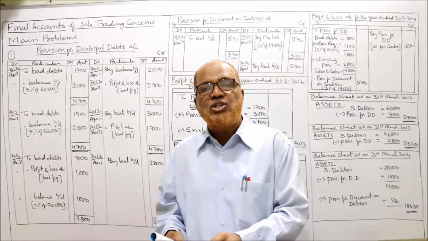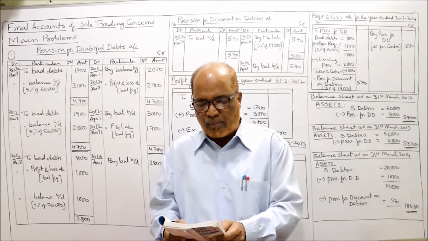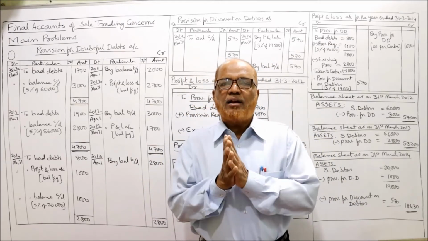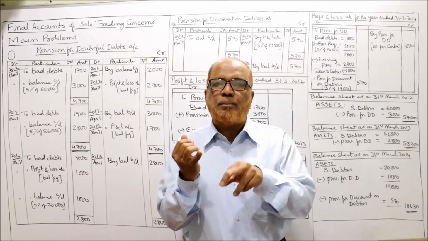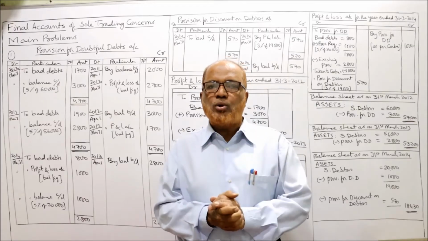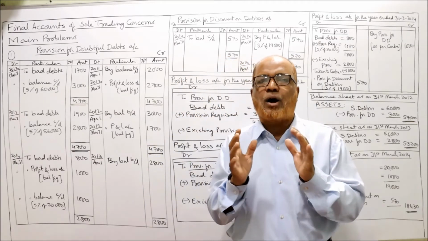Give the necessary ledger accounts and show how these items will appear in the profit and loss account and balance sheet of each of these 3 years. Now see, we are required to make the ledger accounts regarding provision for doubtful debts and provision for discount on debtors. Ledger accounts. Secondly, we have to show how these items will appear in the profit and loss account.